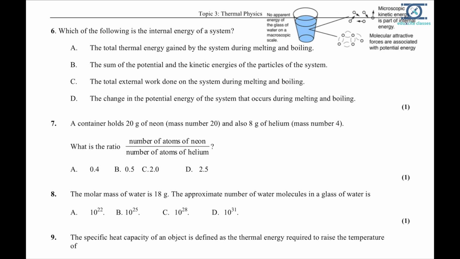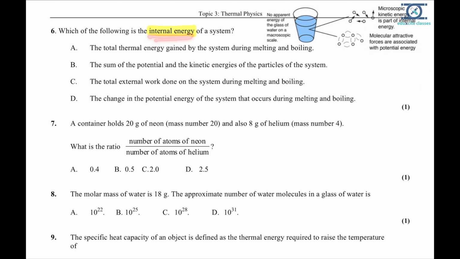Now question number 6, please pay attention. Many students have confusion about what we mean by the term internal energy of a system. Internal energy of a system is nothing but the sum of the average kinetic energy of the particles plus the potential energy of the molecules of the object or substance.